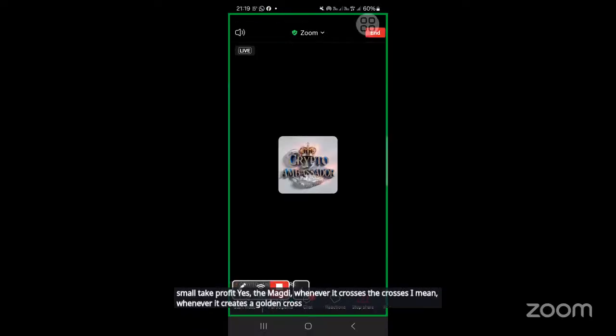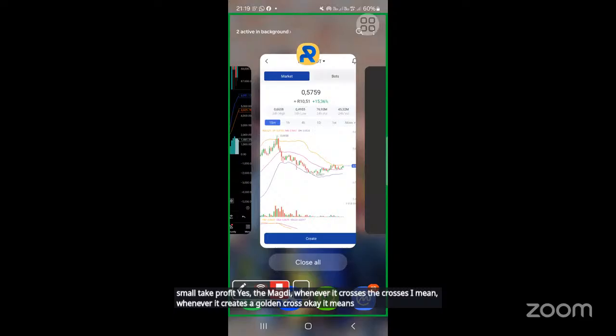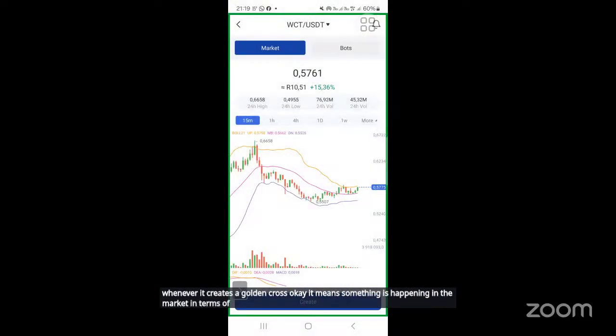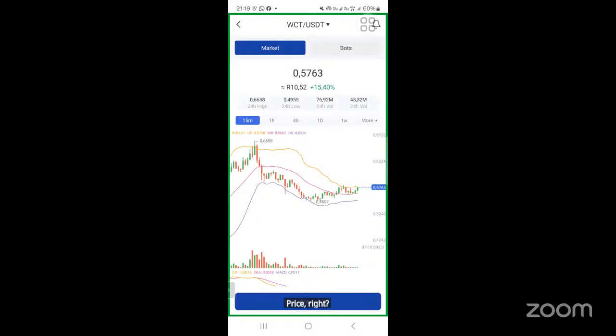Okay, Pascal. The reason why we are taking 1.3 is that we don't want to stay longer in the market. Let me give this example so that Pascal can understand. When I say we are taking small take profit, yes, the MACD, whenever it creates a golden cross, it means something is happening in the market in terms of price, right? So now, I want you to understand, Pascal.